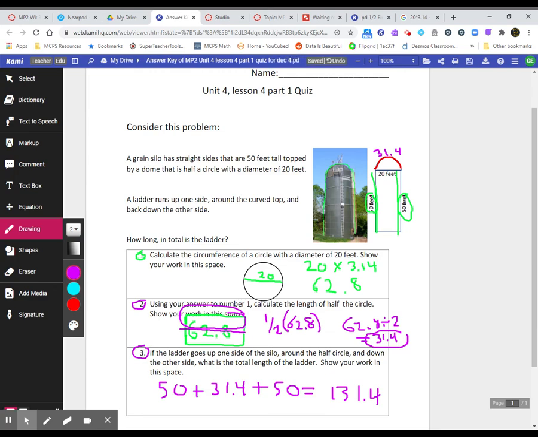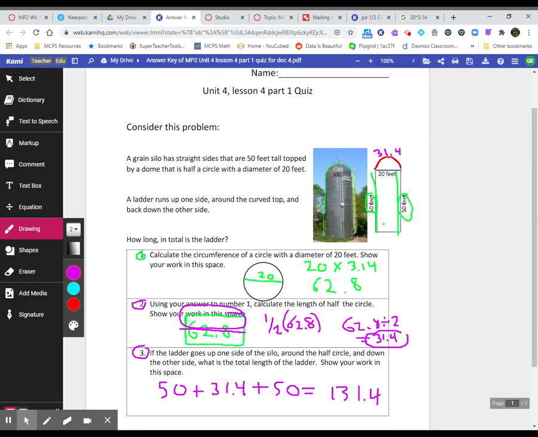You see, it's actually very easy, and they guide us through the whole step of the way. We don't have to memorize it because they tell us. Step 1, find the circumference of the whole circle, the diameter of 20. How do we do that? Times by pi. Next, we take our answer and we find half of it because it's half a circle. How do we find half of something? Divide by 2. Next, we add all the parts together: up 50, around, and down. How did we do it? We added it. And that gives us our total answer.